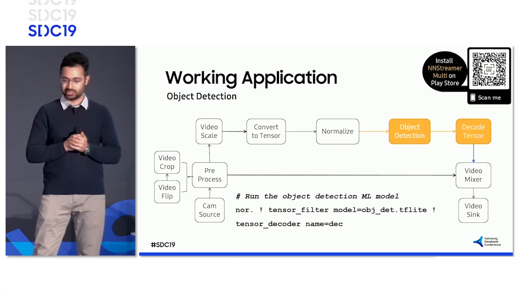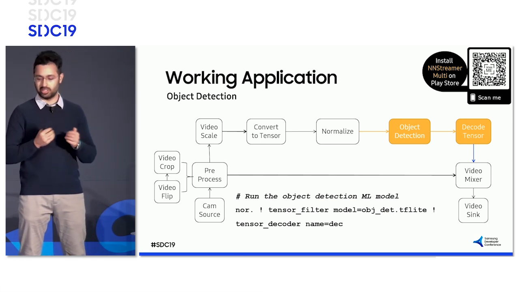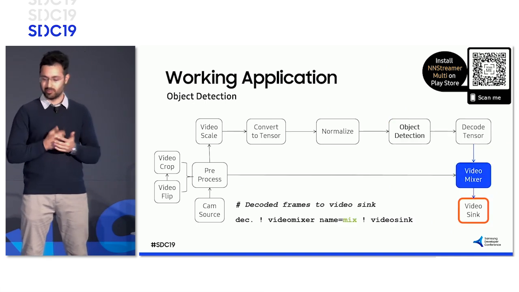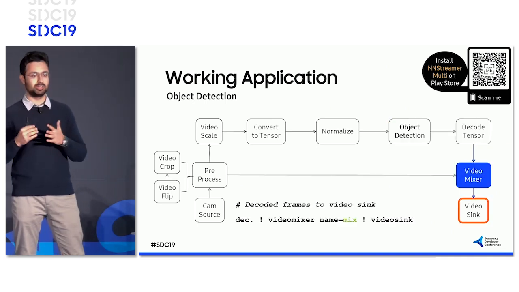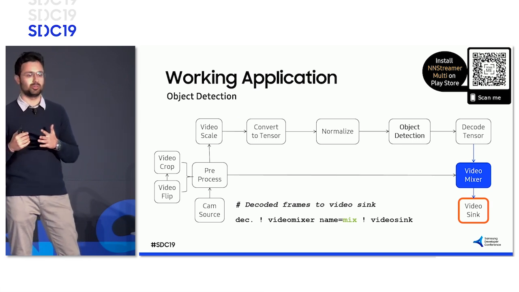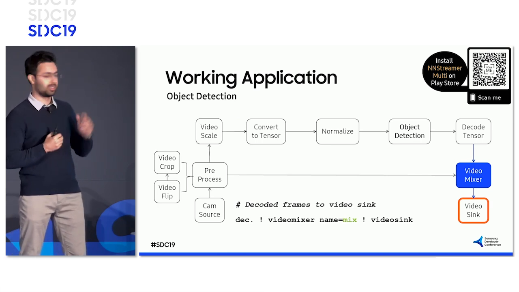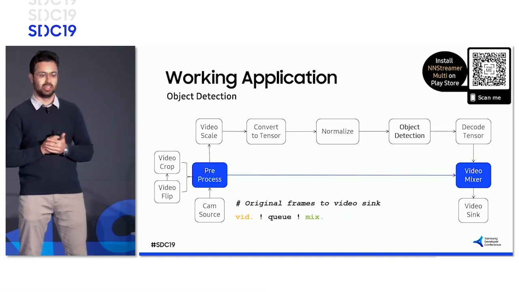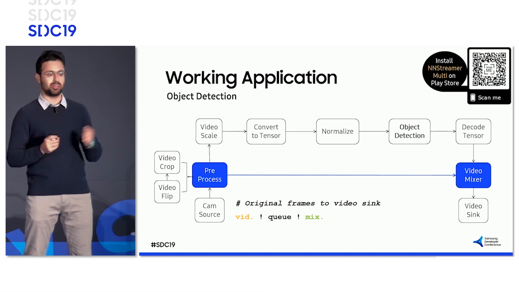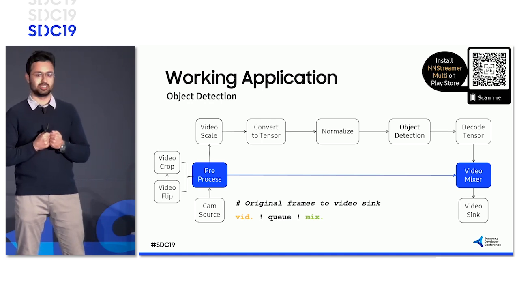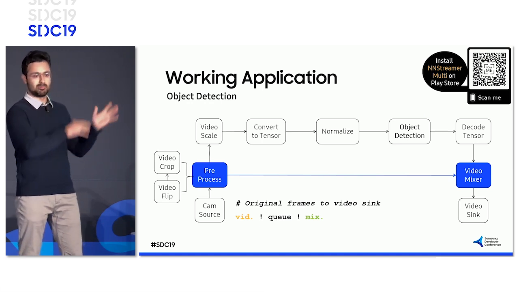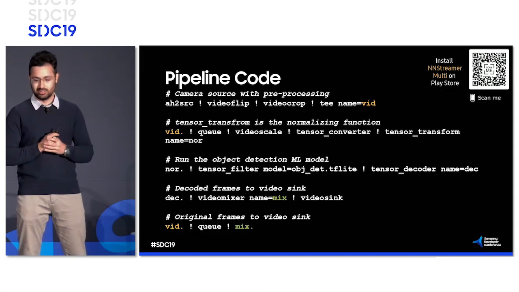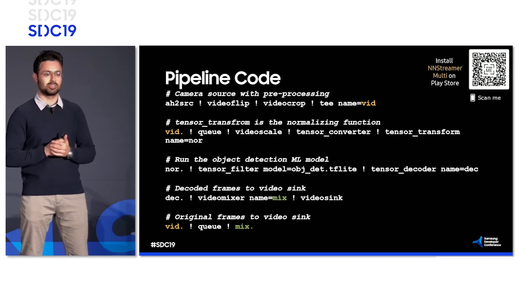Then we run our object detection model. We provide the file which we are running, and the tensor decoder decodes it to the video. The video mixer then takes that decoded video and gives the output at the video sink. That gives us the final video, and the last connection we form is between the pre-processed video and the video mixer.